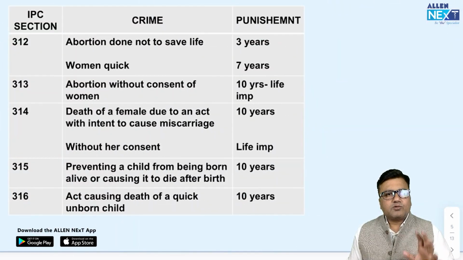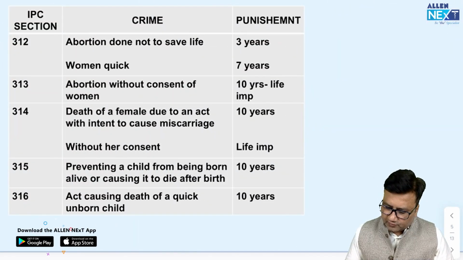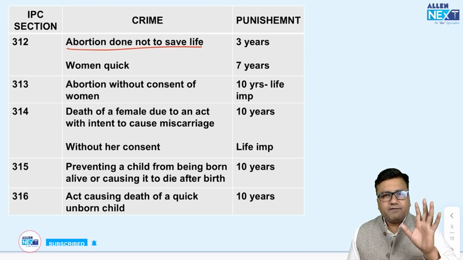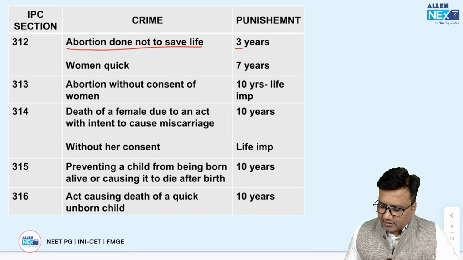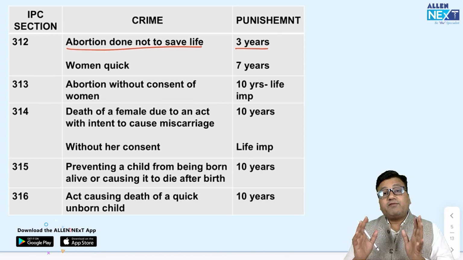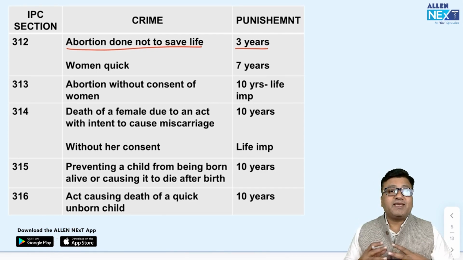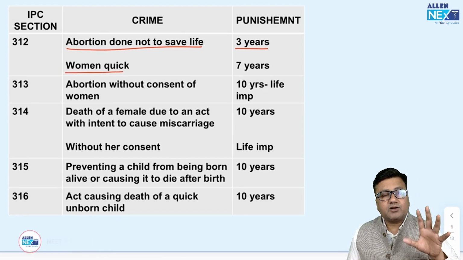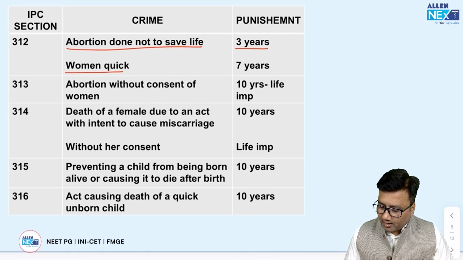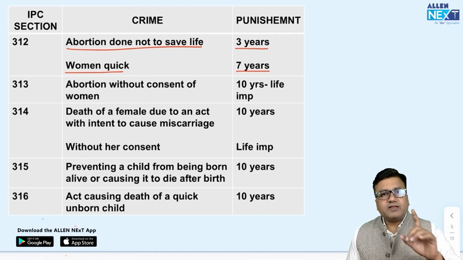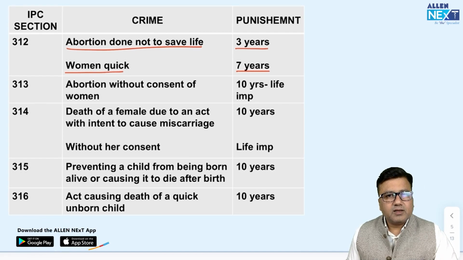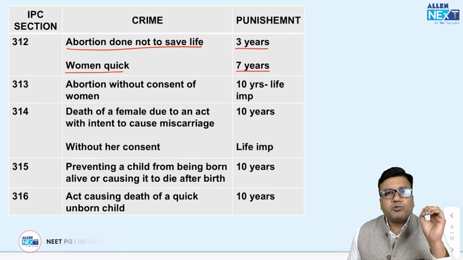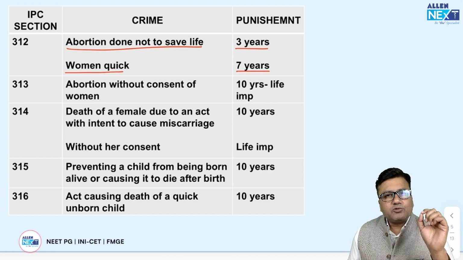Let's see it. So the first section is 312. 312 punishes for abortion done not to save the life. If it is done like that, the punishment is 3 years of imprisonment. But if it is done on a woman who has experienced quickening, and the abortion is done on her not to save the life, the punishment is 7 years. 313 punishes for abortion without consent of the woman. The punishment is 10 years of life imprisonment. 314 is death of a female due to an act with an intent to cause miscarriage.